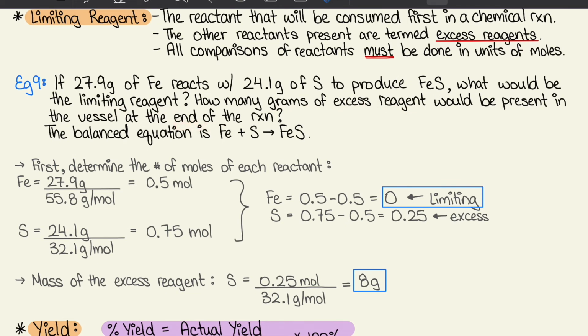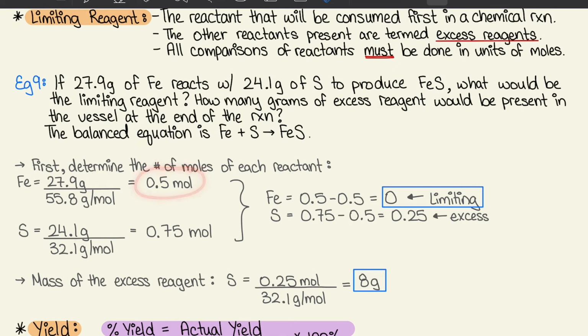So they already said that the balanced equation is Fe plus S equals FeS, so we don't have to worry about balancing it again. And then we move on. Our first step is to determine the number of moles of each reactant. So Fe is 27.9 grams, which is already given, over 55.8 grams per mole, which we can find from the periodic table, and that gives us 0.5 mole.